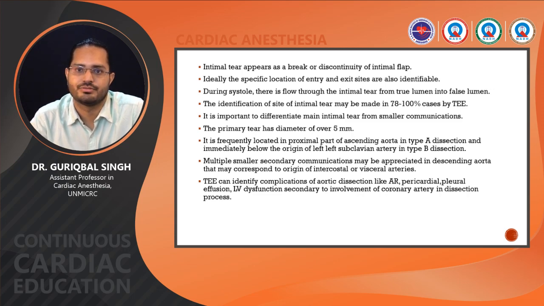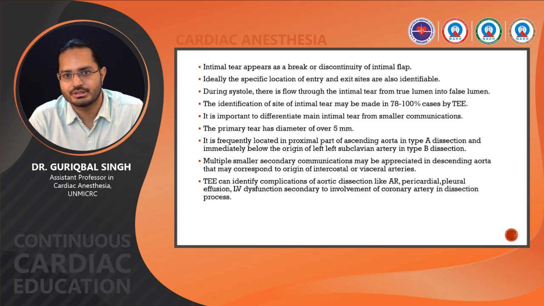It's important to differentiate main intimal tear from smaller communication. It's frequently located in proximal part of ascending aorta in type A dissection and immediately below the origin of left subclavian artery in type B. Multiple smaller secondary communications can be appreciated in descending aorta that may correspond to origin of intercostal or visceral arteries.